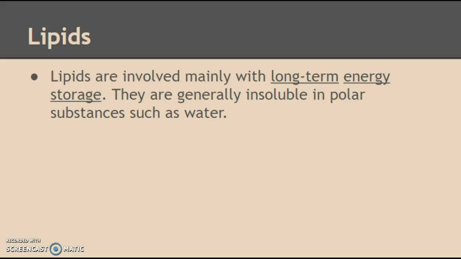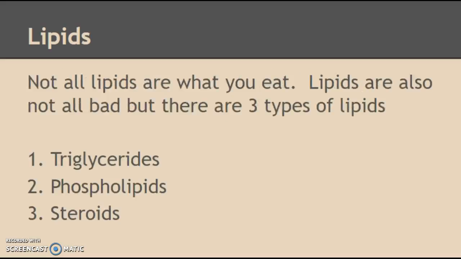You might have little drops of oil and try and stir it up really quick, and it might become dispersed a little bit, but if you let it settle, then you'll see the oil level again. So not all lipids are what you eat. Lipids are also not all bad, but there are three types of lipids. Triglycerides are the type that we eat. There are phospholipids, which compose our cellular membranes, and then there are steroids. They're really used for cell-to-cell communication, and they help with the structure of our cells as well.